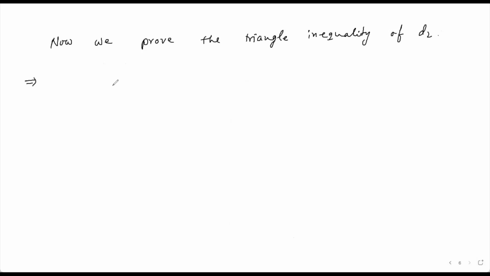Now we prove the triangle inequality for d2. So here is the proof. d2 of x comma y square, by definition, is equal to the summation of xi minus yi whole square, summation over i equal to 1 to n.